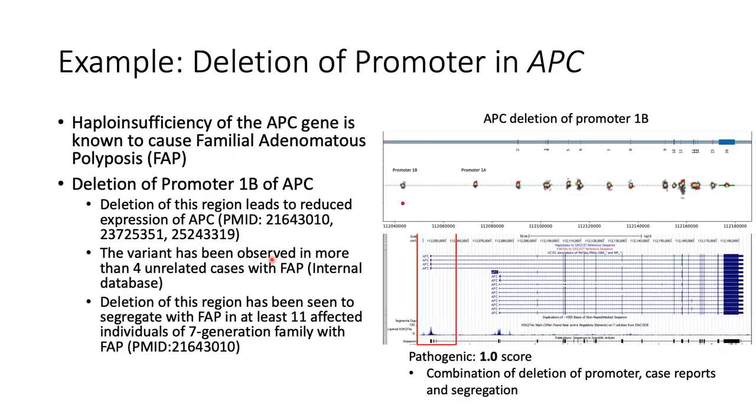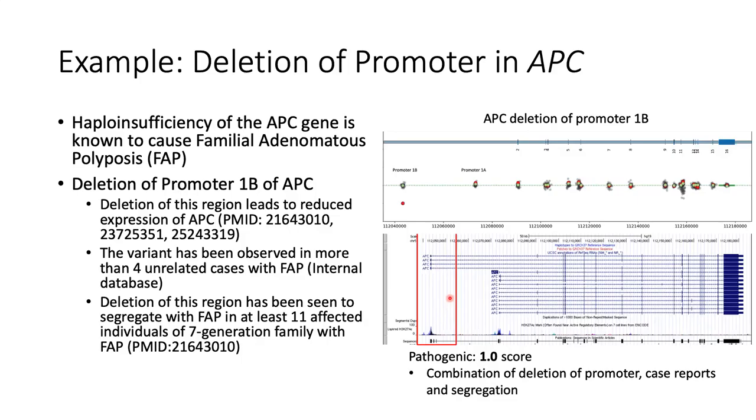So here I have an example. This is a deletion of promoter 1B, which is a very well known and characterized promoter of the APC gene. We know the APC gene is known to cause familial adenomatous polyposis, or FAP. And from RNA studies and familial studies, we know that deletions of this region lead to reduced expression of the APC gene, and therefore haploinsufficiency. This variant in particular, deletion of that promoter 1B, which is part of that 5' UTR in some of the transcripts of APC, has been seen in unrelated individuals with FAP. And this deletion of that region has been seen to segregate in at least 11 affected individuals in a 7th generation family with FAP.